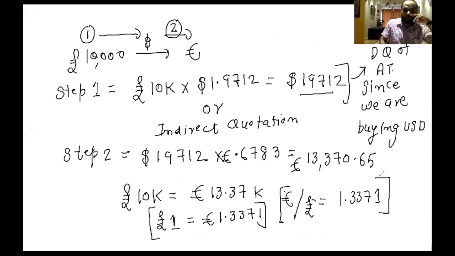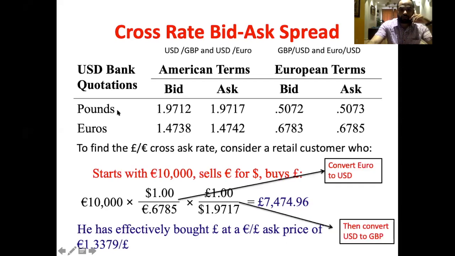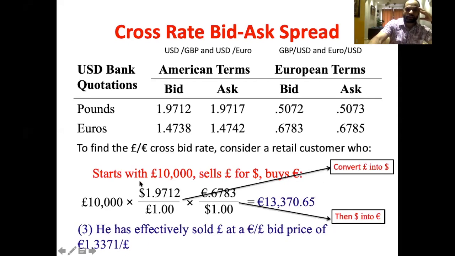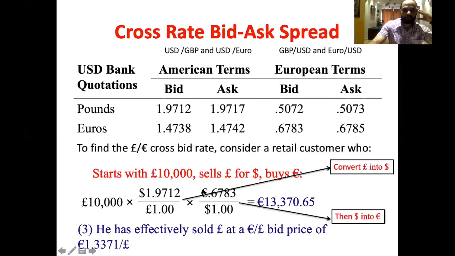So remember, one exchange rate we got, and this is your bid. Remember, it's a bid. So we got the bid. Next. Now, same question, but now the second point. The second point is convert euro into pounds, right?